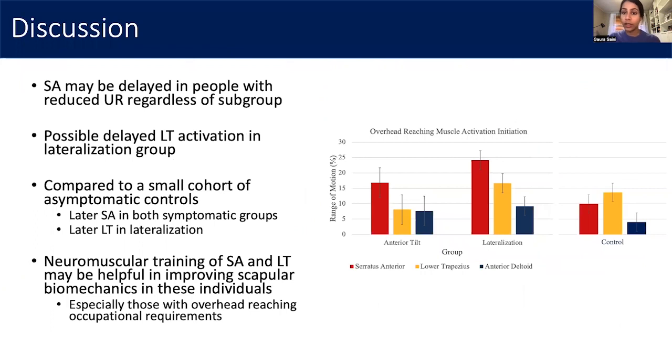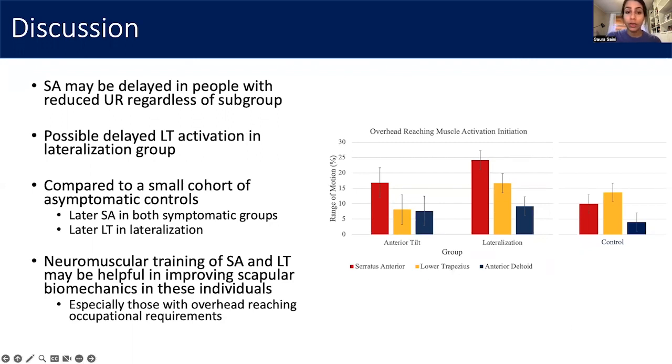So I had compared the scapular muscles to the anterior deltoid of the humerus, and in an ideal setting, we would see similar timing of the scapular and humeral muscles so that it's maintaining appropriate mechanics of the shoulder, including producing enough upward rotation to avoid compressing the rotator cuff tendons around that shoulder joint. So when I compared those scapular muscles to the anterior deltoid, I'm seeing that there's a delay in the serratus anterior activation in both groups and a possible delay in the lower trapezius activation in the lateralization group.